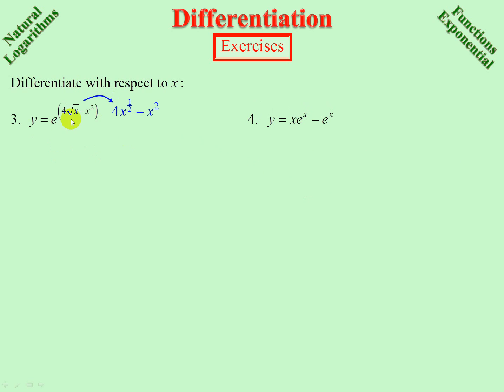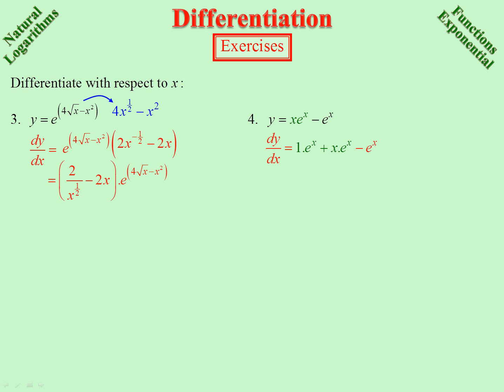Remember that 4 root x means 4x to the half. And we have a composite rule, so therefore e to the u and times derivative of that, which of course is that. That is product rule. There it is there. And that differentiated comes straight back with minus e to the x.